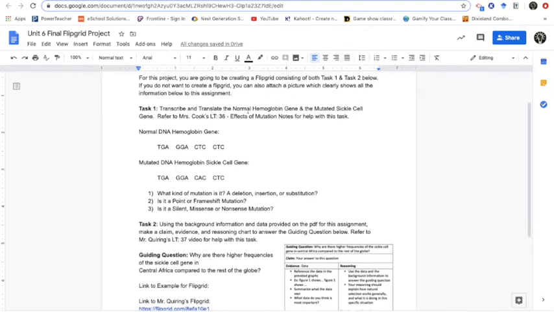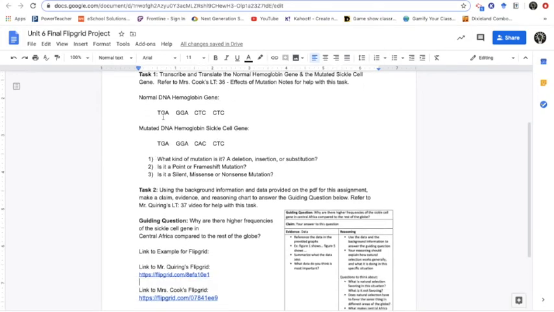What we're doing here is we're giving you the gene for normal hemoglobin. Remember, hemoglobin is the protein that carries oxygen in your blood. And then we also give you the DNA for the mutated hemoglobin sickle cell gene. So this is the gene that gives you sickle cell. This is the normal gene. And you need to transcribe it into RNA and then translate it using a codon chart into the amino acid sequence. And then you'll show this on the Flipgrid and you'll answer these 3 questions.